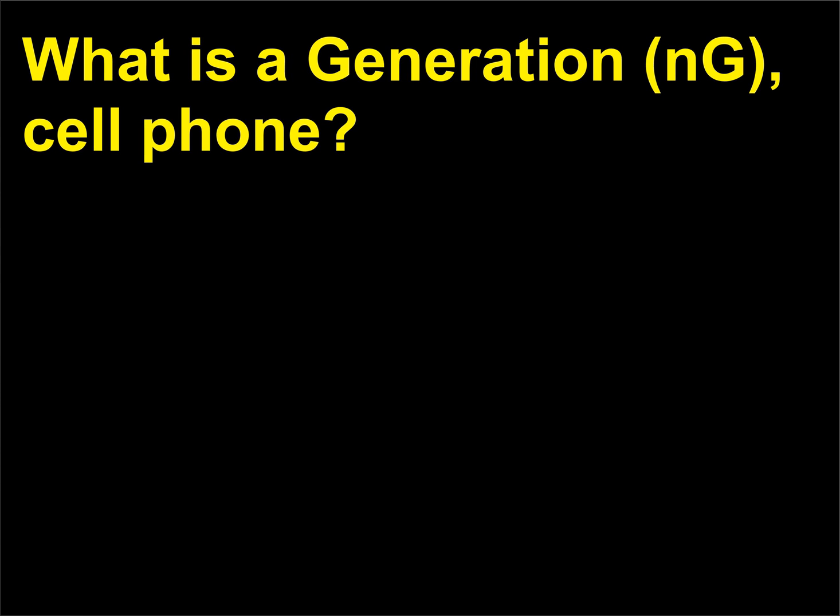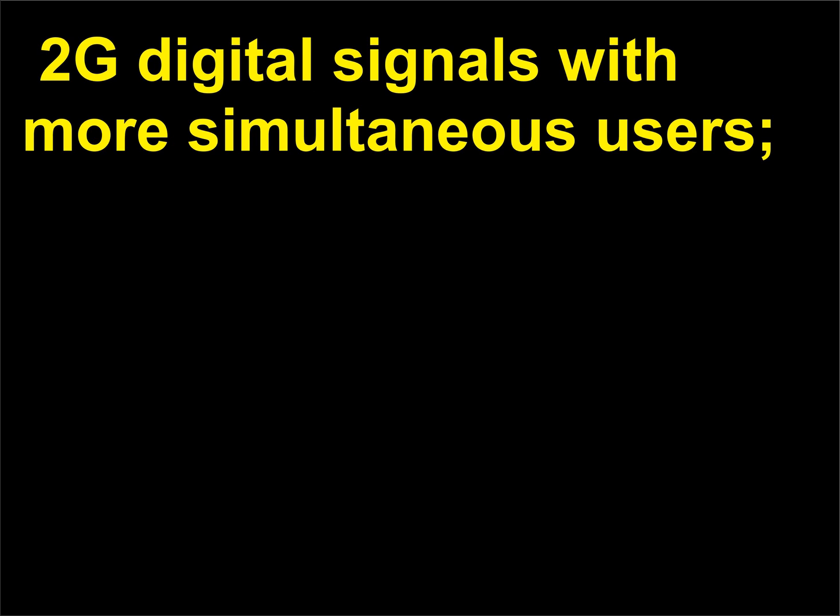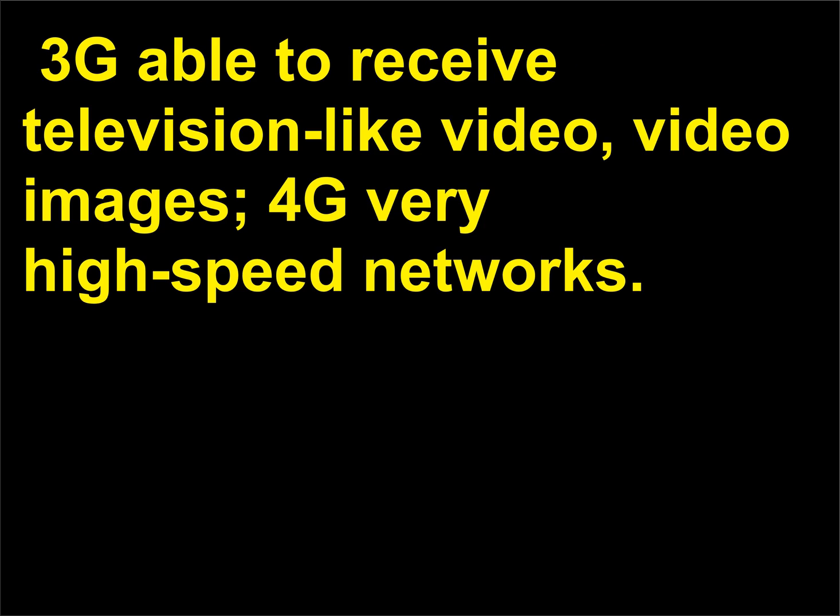What is a generation, nG, cell phone? 1G: analog voice phone calls. 2G: digital signals with more simultaneous users. 3G: able to receive television-like video images. 4G: very high-speed networks.